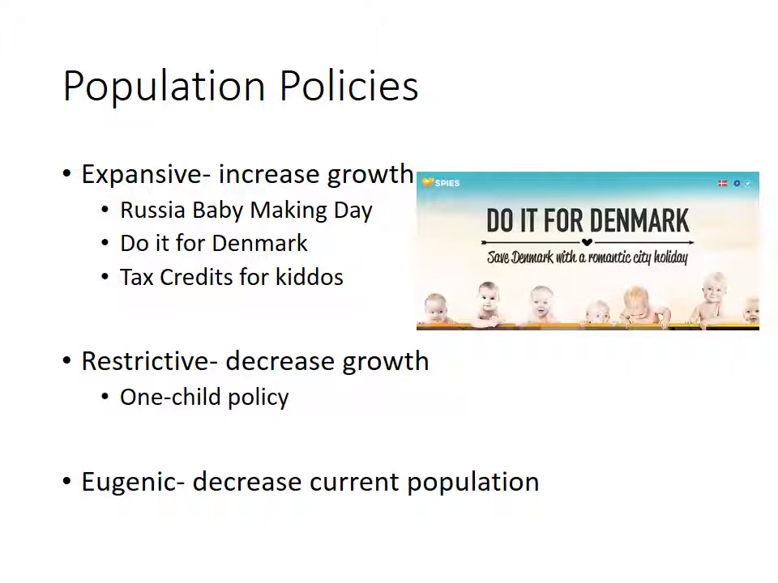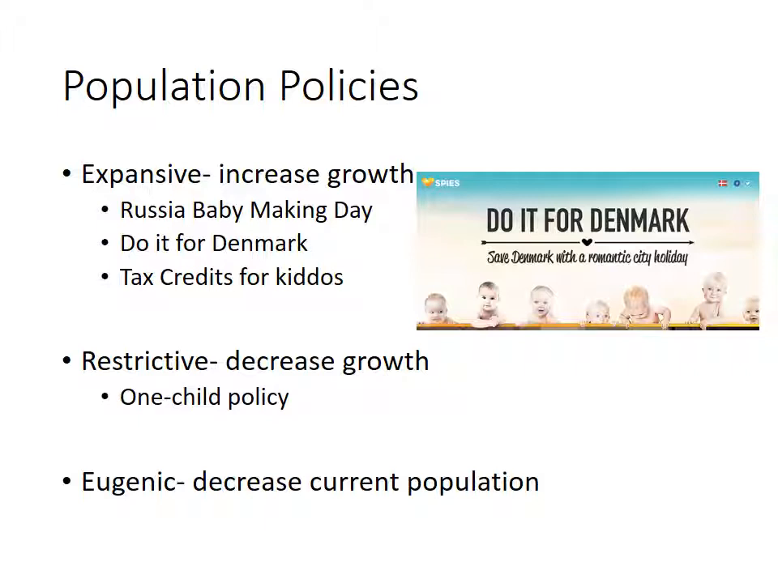In the United States, we also have an expansive population policy, albeit not as fun as Russia or Denmark. In the United States, we give tax credits for kids. When parents have a child, they can write them off on their taxes up to $8,000. I think it's something like that. And so there's a financial benefit in the United States to having children.